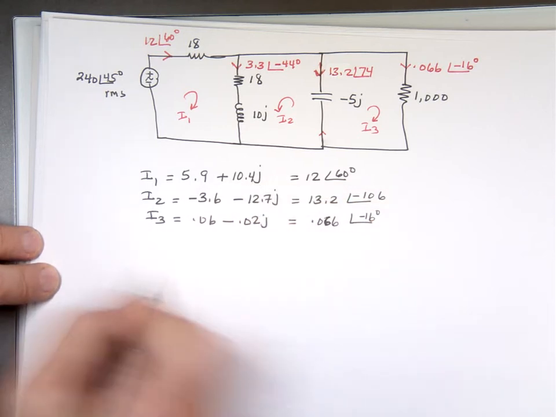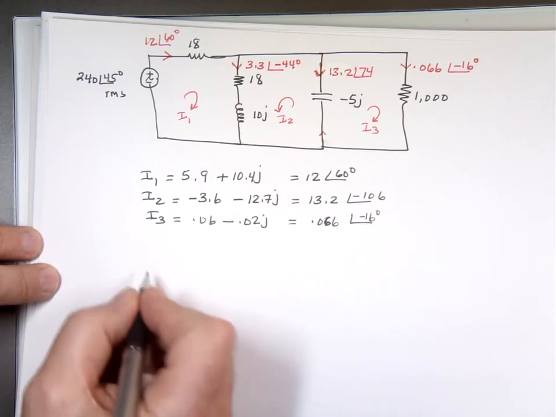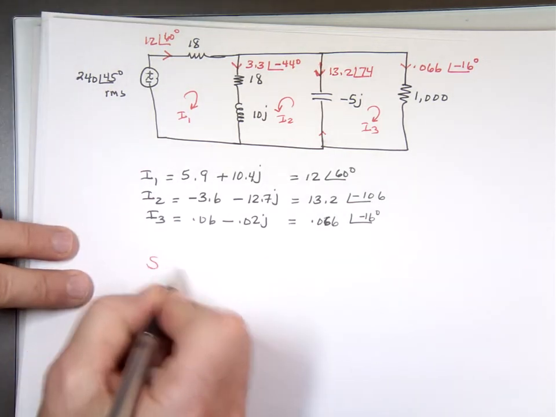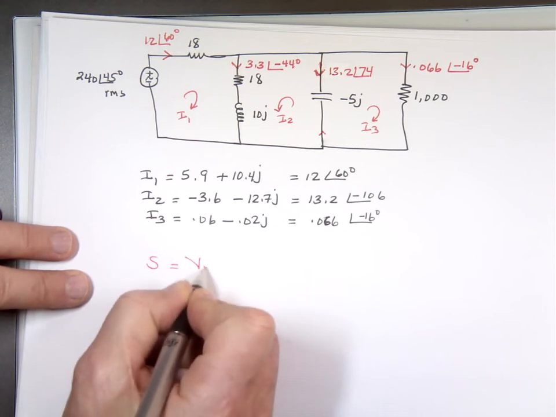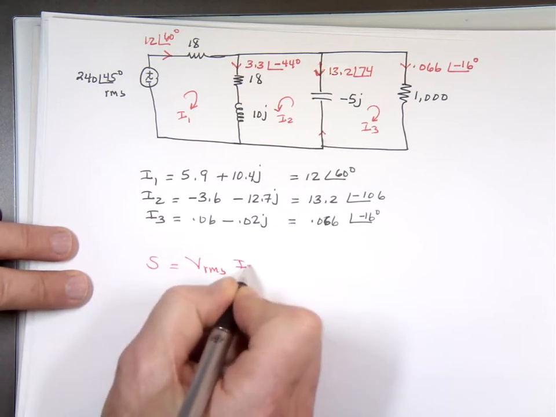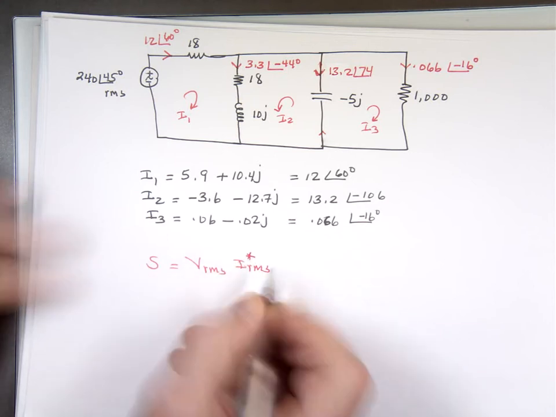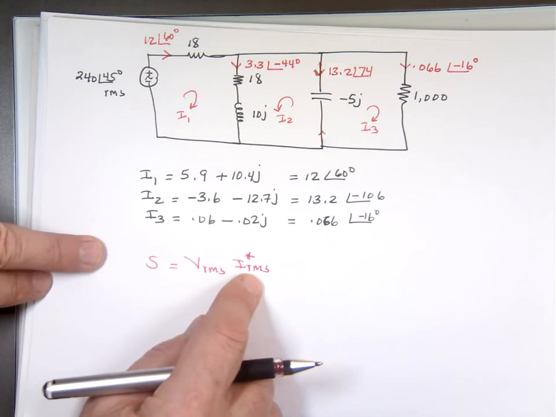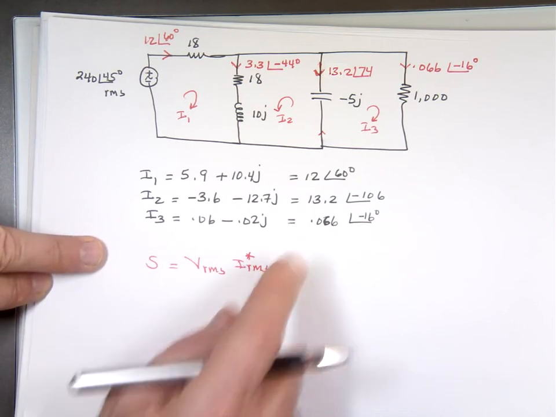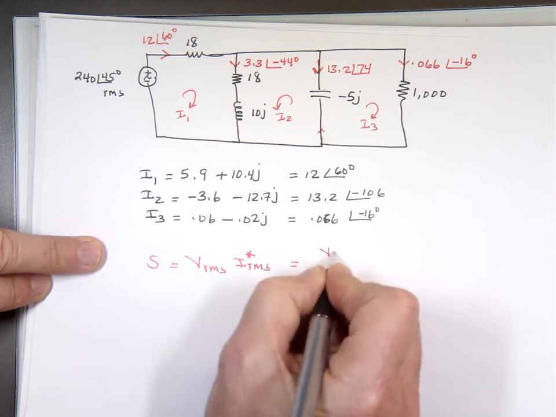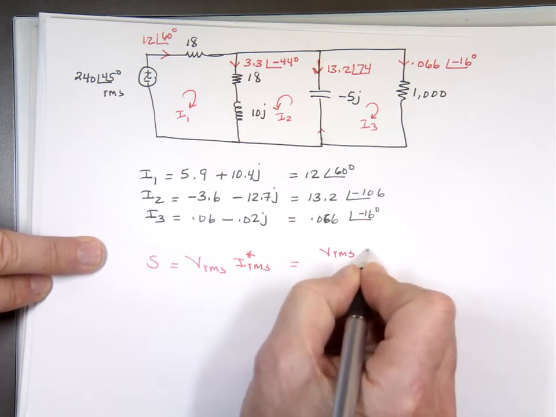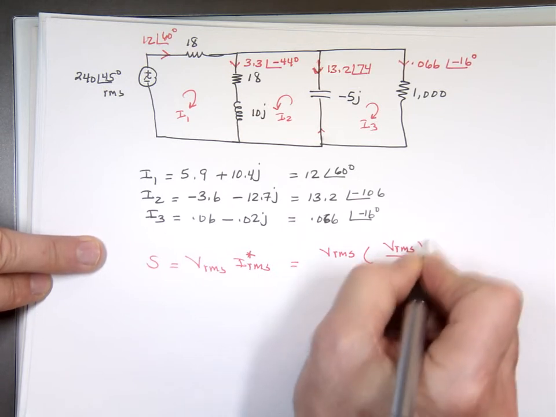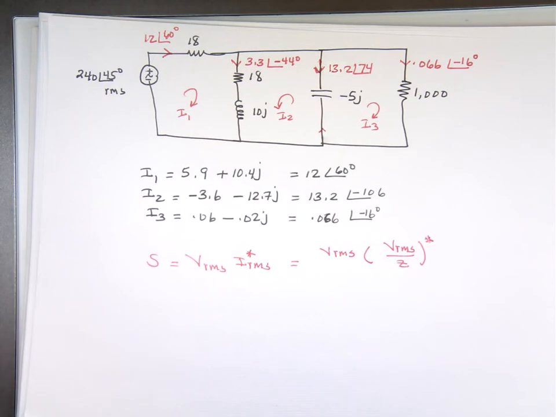I'll derive it. It's straightforward. I'll derive it again. We know complex power is V effective, or RMS, whatever you want to call it, times I RMS conjugate. And if you use Ohm's law, I equals what? V over R. That will be V RMS times V RMS over Z conjugate, which you end up with what?